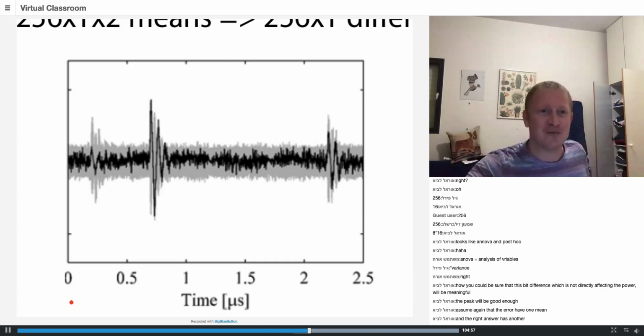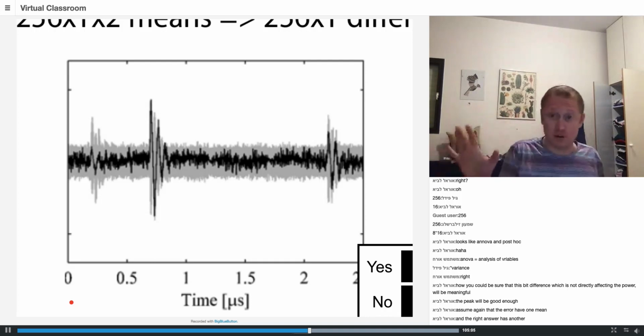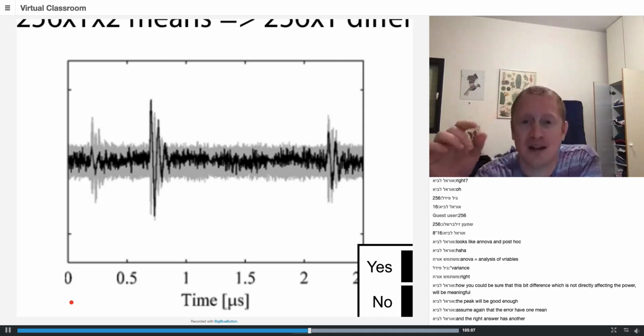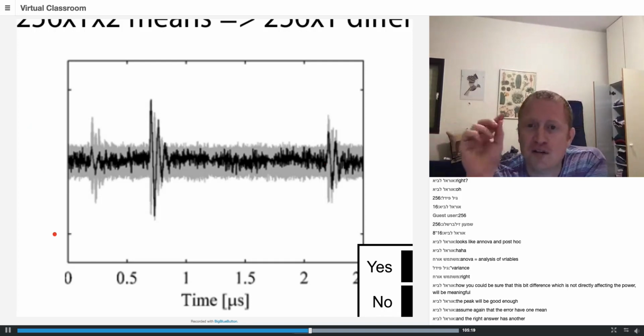Fantastic. Okay. I'm going to explain this again. And this is the most difficult material in the course. If you understood this, you're in great shape. The x-axis is the time. This measurement was taken over hundreds of thousands of points in time. And the y-axis is the difference of means.